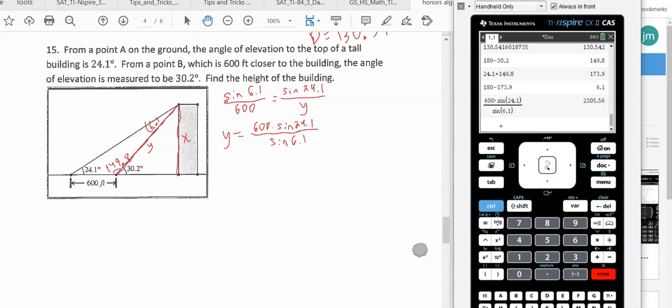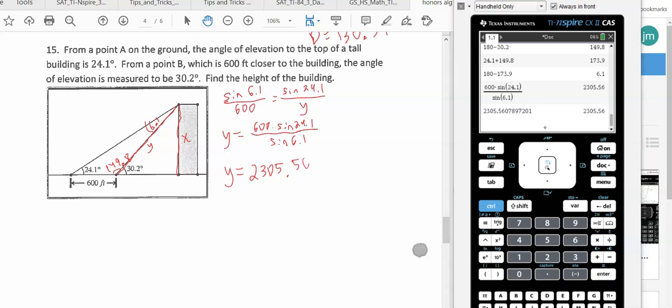Wow, this is pretty long. Okay, so y equals, yeah, it's a pretty small angle there. y equals 2305. I don't think I drew the thing to scale. Let's just double check that looks about right. Okay, so it is more. So 2305.5608. Okay, so now we know y.